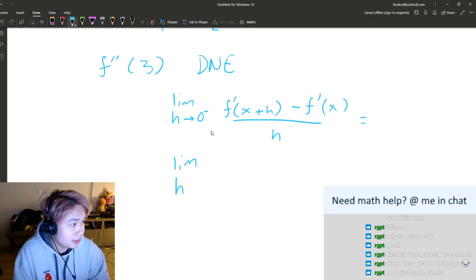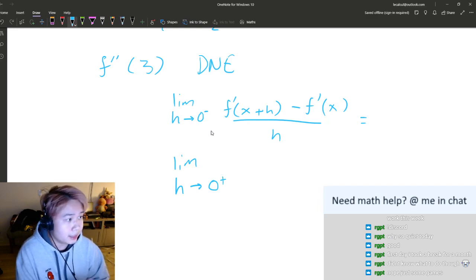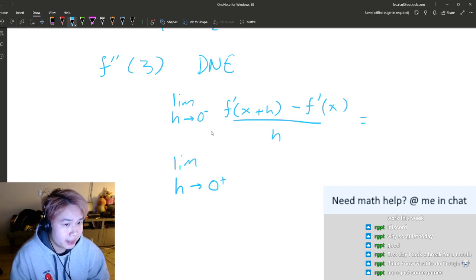Okay, so what we're going to do is we are going to find the tangent slopes on both the left and right side of 3, and then they're not going to be the same, which means that it doesn't exist.